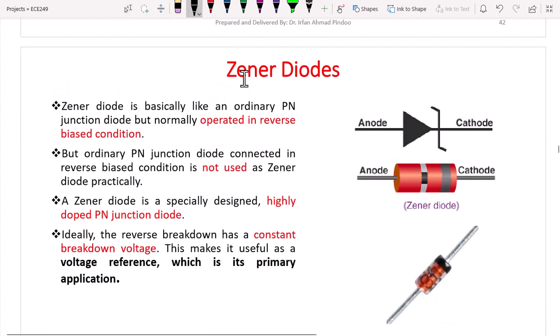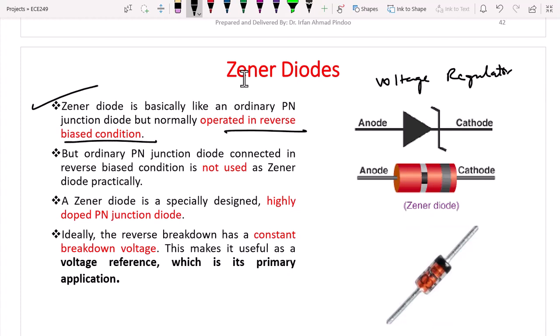Then one more type of special diode we have, that is called a Zener diode. In Zener diode, what is the difference? There are some things which we do here that make this diode a bit special. First of all, we have seen that a normal diode conducts in the forward bias, does not conduct in the reverse bias. But Zener diode we use in the application that it can be used as a voltage regulator, and for that you need to connect your diode in the reverse bias only.